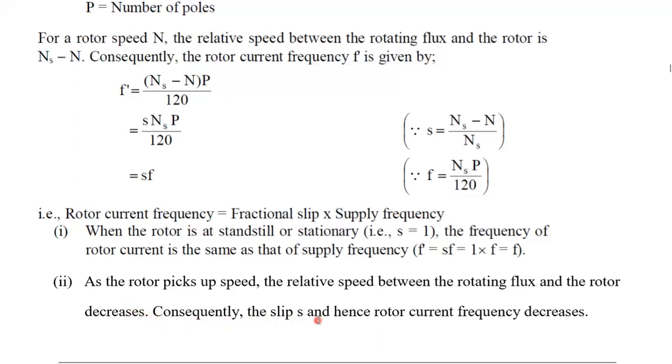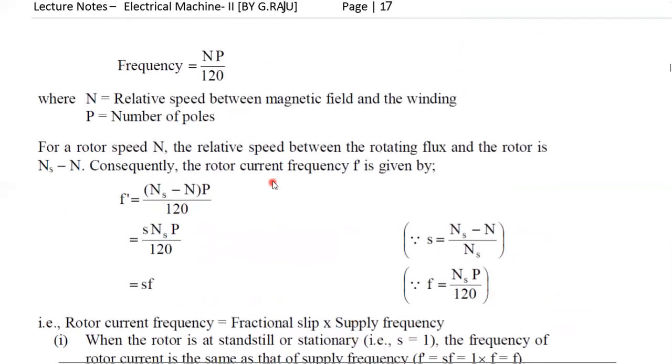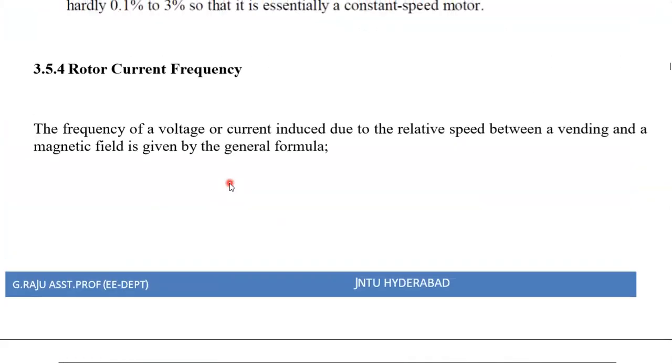Understood? Consequently, the slip s and hence the rotor current frequency decreases. f' is equal to s times f. Like this, the rotor frequency changes. This is called the rotor current frequency of the induction motor. Understood?